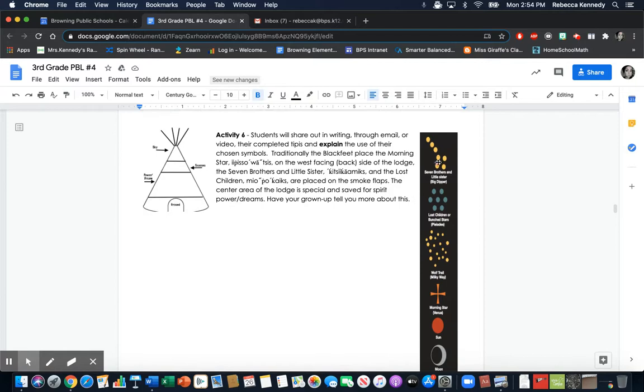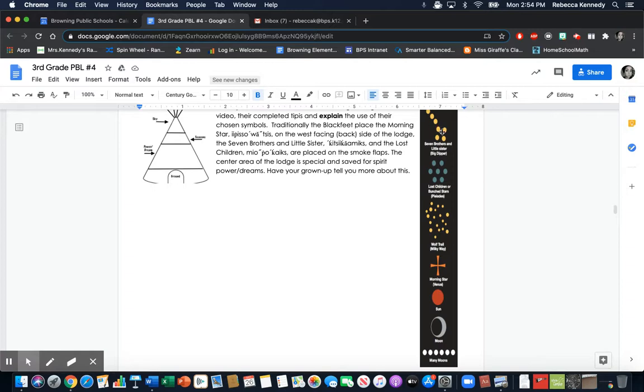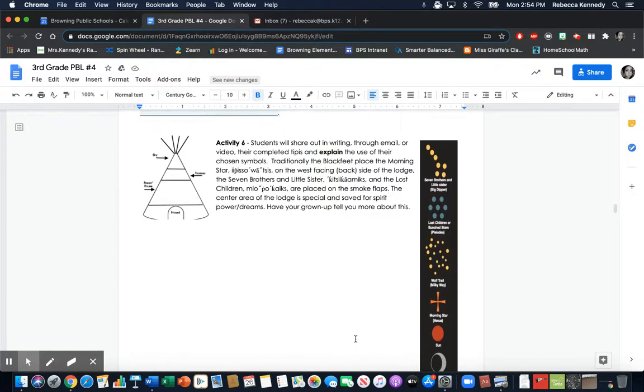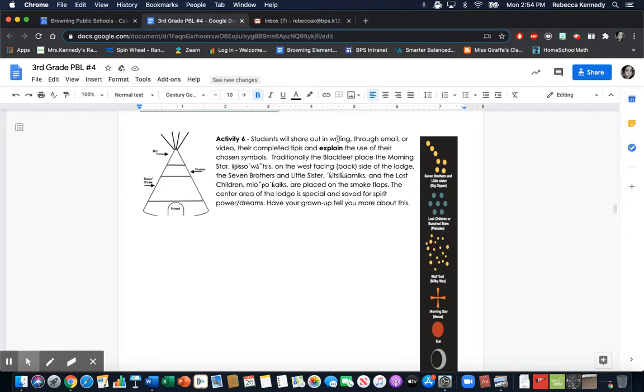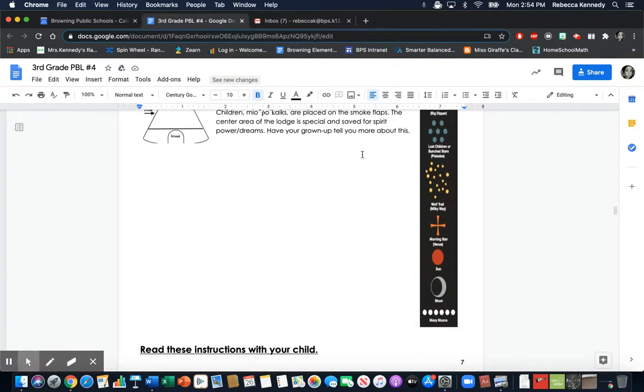For activity 6, you will use this star symbol guide. This shows the 7 brothers and little sister, the Big Dipper, the lost children or bunched stars, the Wolf Trail or the Milky Way, the morning star, which is Venus, the sun, the moon, and many moons. So for project or activity 6, you will share out in writing through email or video their completed teepees. And there is a copy of the teepee included in the packets so that you may cut it out and draw on it. Or you can draw it right here in the space below.